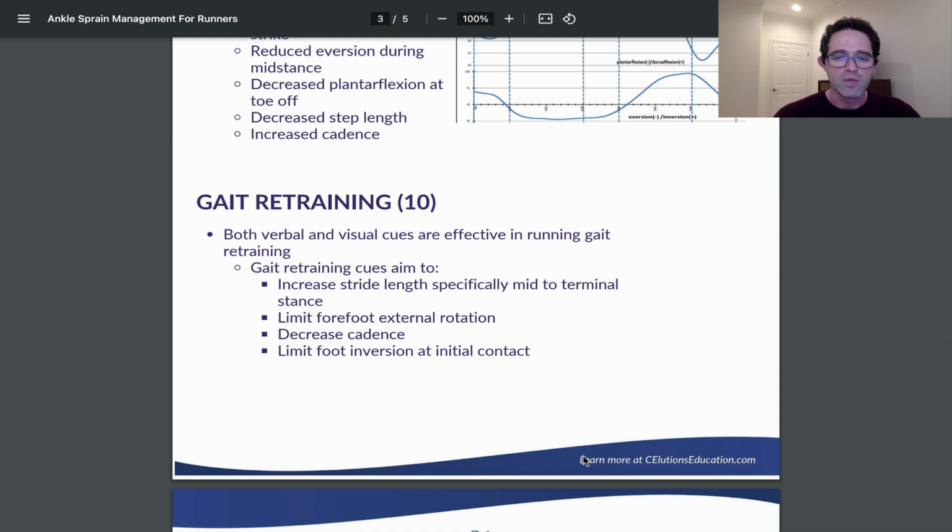And lastly, we want to limit the foot inversion at initial contact. Some of the ways we can do this is using a metronome to elongate that stride. We can tell them to push or finish their strides behind them. We can tell them to keep their feet apart while they run, or to make sure their feet land on either side of a thin white line when they're running. And then lastly, we can give them the cue to make sure they're feeling the ball of their foot when they run, to make sure they're putting pressure on the balls of their feet when they run.